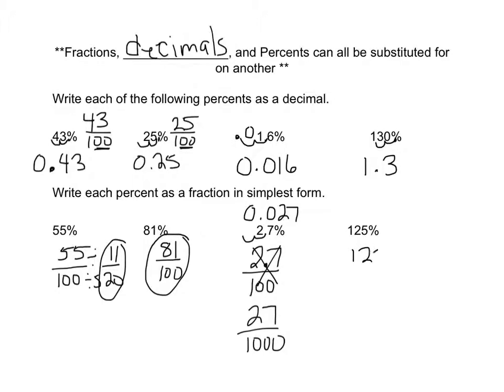125% would be 125 out of 100. Well, that is an improper fraction. 100 goes into 125 one time with 25 left over, and then 25 out of 100 is a fourth. So this would be the same as saying 1 and 1/4.